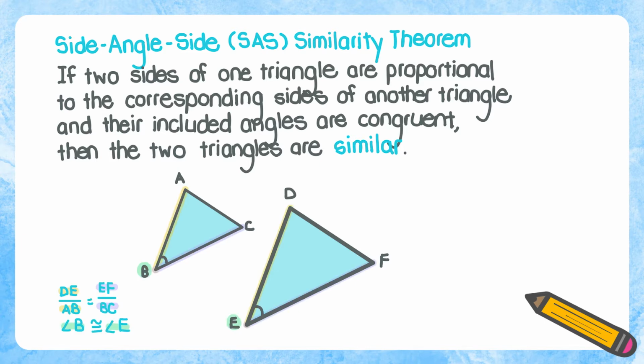Let's look at two pairs of corresponding sides. The first pair is side AB and side DE. The second pair is side BC and side EF. And then we have the angle in between, angle B and angle E. If the ratios of these two pairs of corresponding sides are equal to each other, and the included angles are congruent to each other, this is enough information to tell us that triangle ABC is similar to triangle DEF by using the SAS similarity theorem.